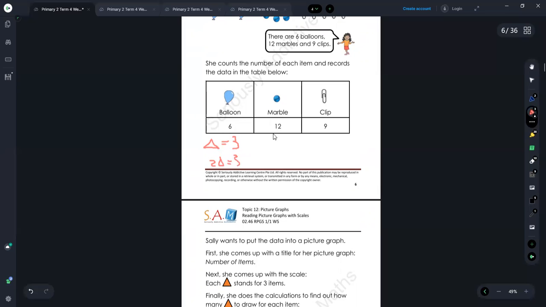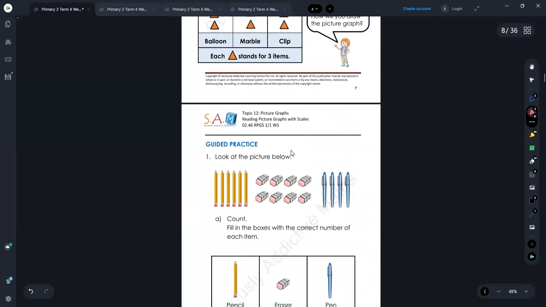What about 12 items? If 1 triangle equals 3, all right, how many triangles must you draw to represent 12? What 3 times what equals 12, right? So some will tell you 4. So therefore, it'll be 4 triangles, equals 12. All right, so that's this learn segment here.